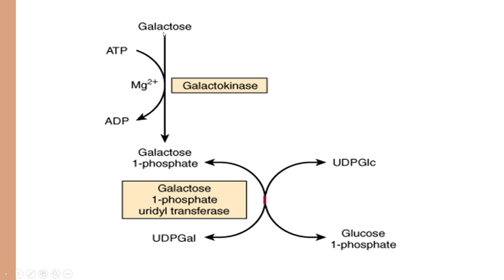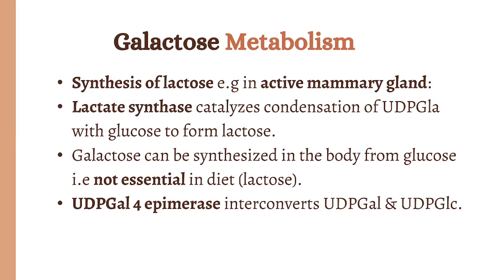So galactose is phosphorylated by galactokinase. The source of the phosphate group is ATP at position 1, leading to the formation of galactose 1-phosphate, acted upon by uridyl transferase, which transfers the UDP moiety from UDP glucose to form UDP galactose and glucose 1-phosphate. They sort of exchange the UDP for the phosphate at position 1.